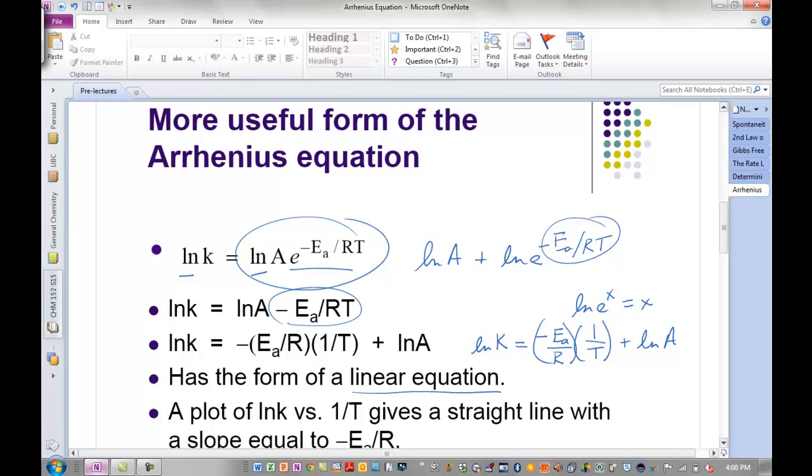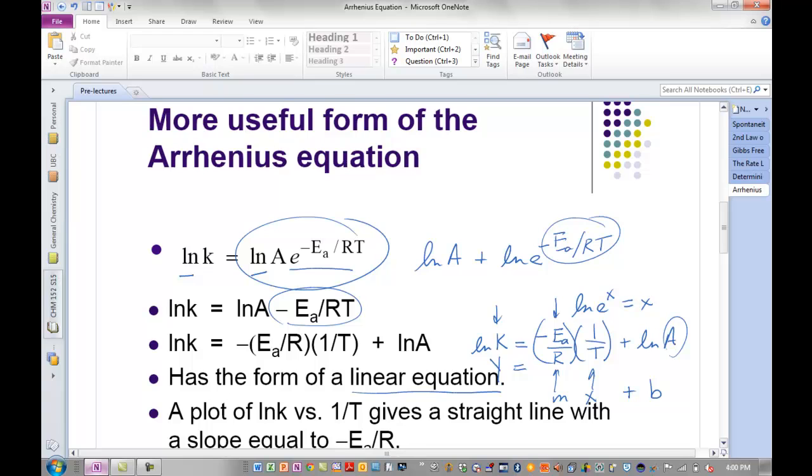Plus natural log of A. So there's another form of the Arrhenius equation. You see all the same stuff, right? You see the rate constant, the activation energy, the gas constant, the temperature, the frequency factor. This has the form of a linear equation: y equals mx plus b. So why is that useful? Well, we can plot some data. Yay! We like to plot data, right?